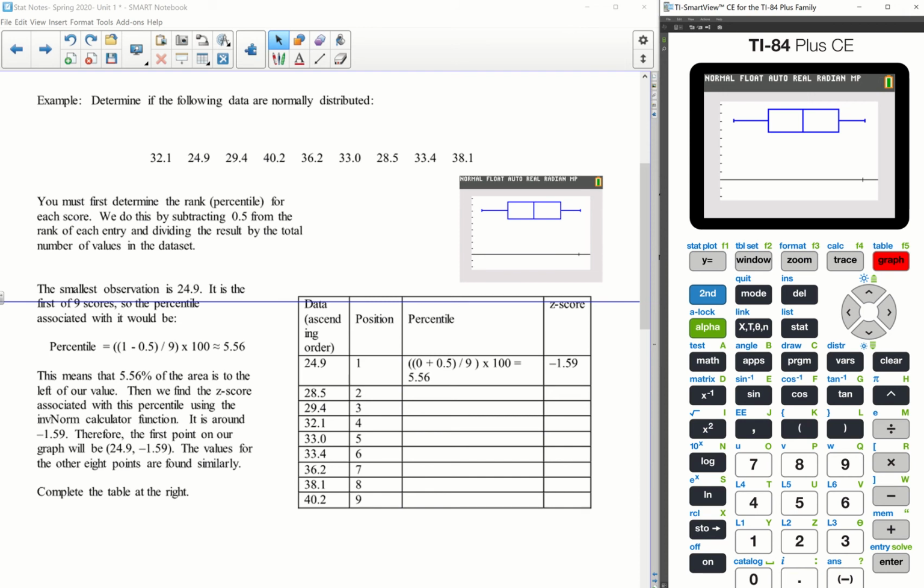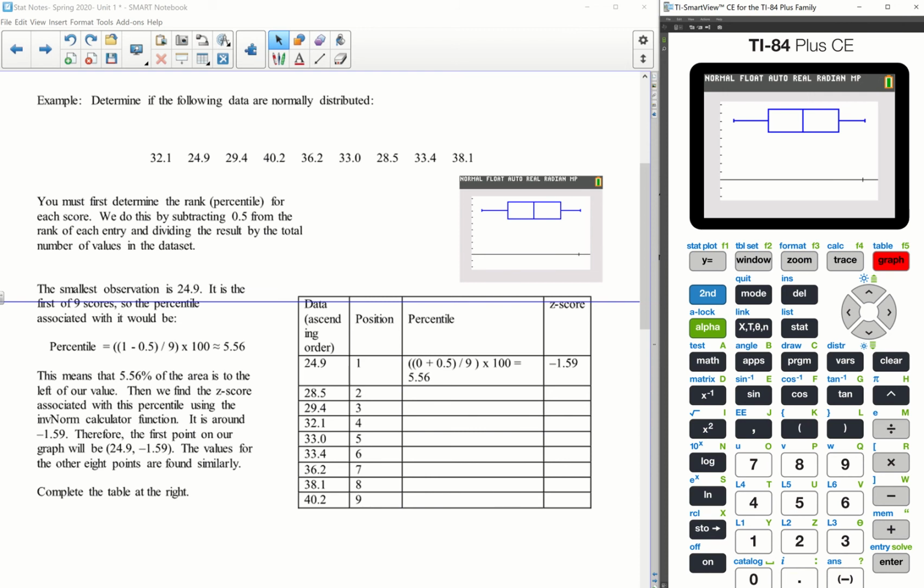So we get into the process of determining the z-scores. All right, so I'll just read the process here. It's pretty convoluted, but it's worth getting into just this one time. You must first determine the rank, the percentile rank specifically, for each score. We do this by subtracting 0.5 from the rank of each entry and dividing the result by the total number of values in the data set.